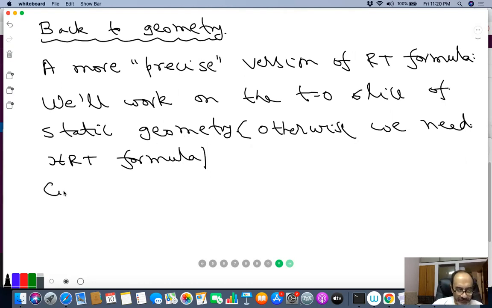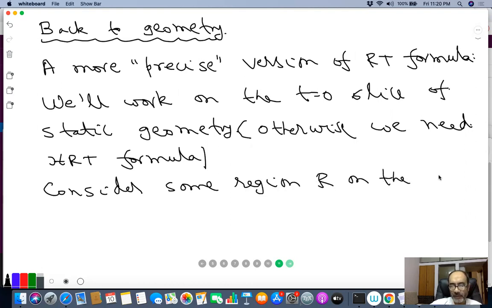So let's consider some region R on the boundary, not necessarily connected.